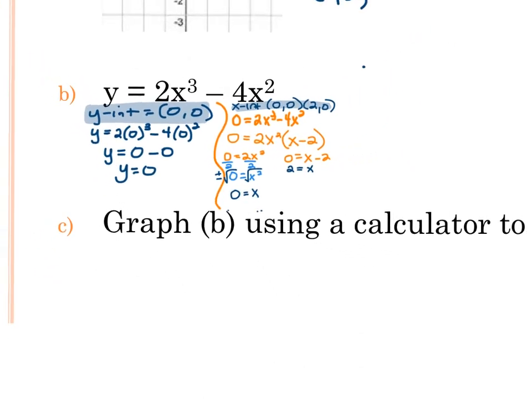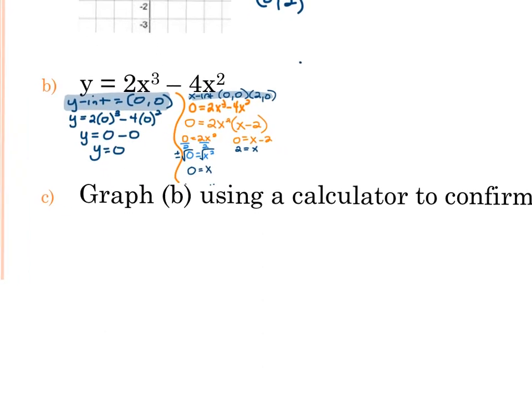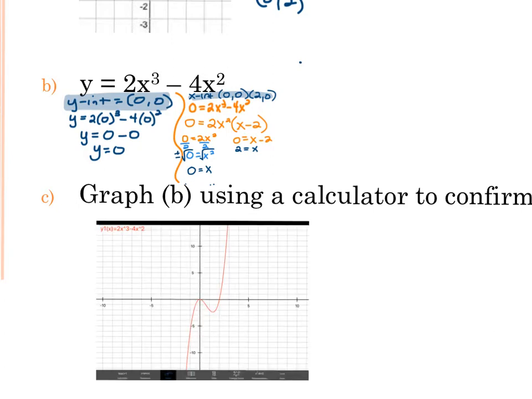Okay, and then it says graph B using a calculator to confirm. So I'm going to jump into the graphing calculator app if you've downloaded it, if you'll open it and follow me so I can show you how to use it. When it comes to homework and you're using it to confirm, you can either use the app or your handheld. That's totally up to you. So we graphed on the graphing calculator app, and this is where you could confirm. These points match with what we already found.